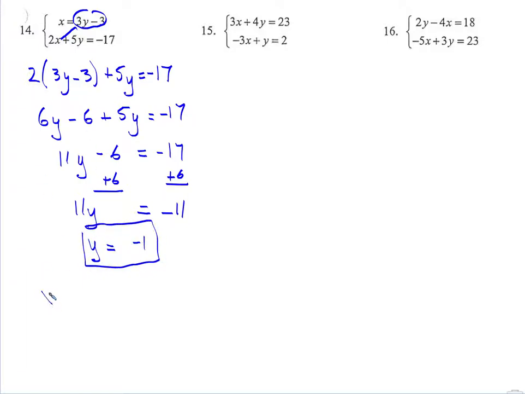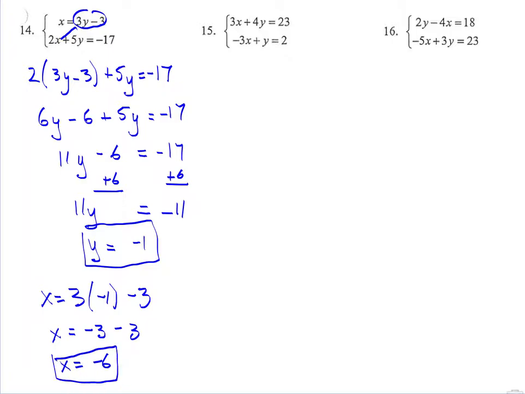And I have to plug that back in because I'm not done. So I had x was equal to 3 times that y minus 3. That y is now negative 1. 3 times negative 1 is negative 3 minus 3. And therefore, x is equal to? Negative what? Oh, so I totally got that wrong. All right. And next problem.